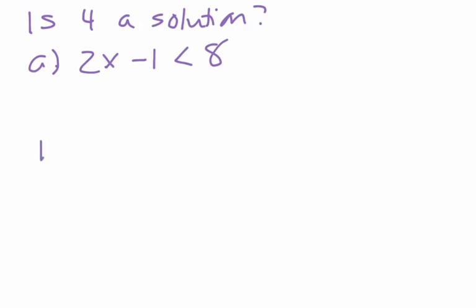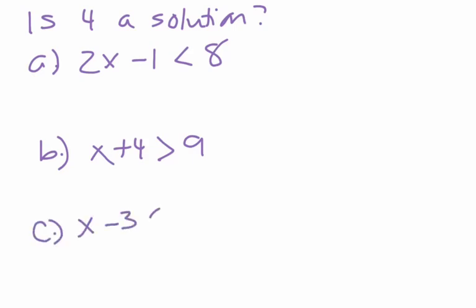For the second one, it's x plus 4, and notice the orientation of it. It always opens to the bigger and points to the smaller. So this means this is bigger. When I read it from left to right, I'll say x plus 4 is greater than 9. And then the last one is x minus 3 is less than or equal to 1.